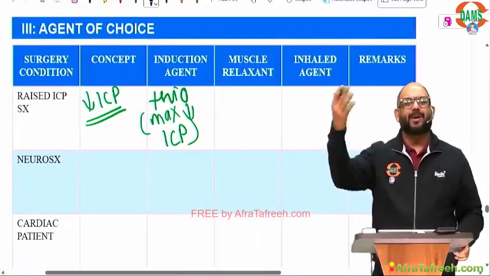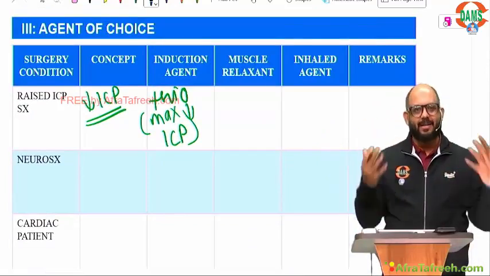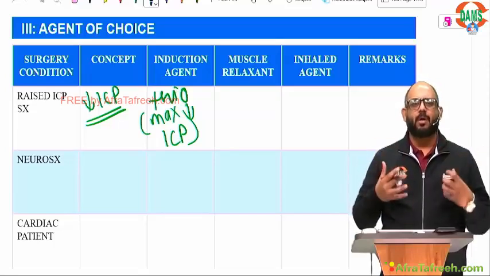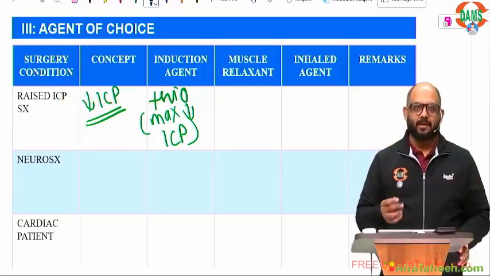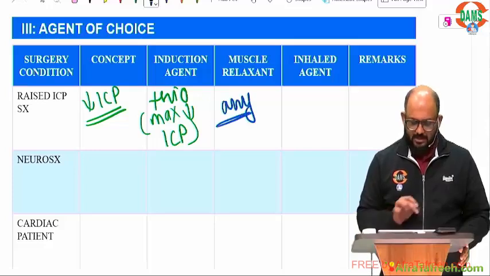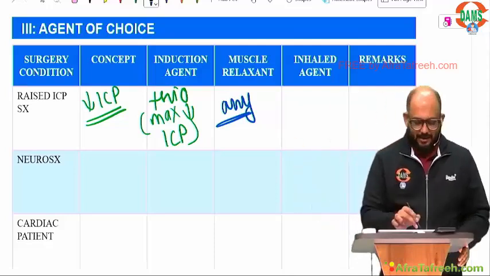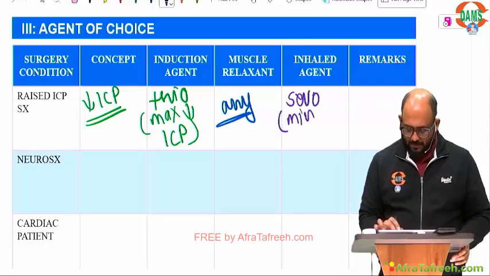You don't want to raise the ICP. Now, muscle relaxants inherently decrease the sympathetic response to intubation. There is no coughing, the patient is not moving too much, so the ICP doesn't increase. So any muscle relaxant is okay with raised ICP. Inhalational, we know all inhaled anesthetic agents inherently increase ICP, so we use sevoflurane, which has minimum increase in ICP.